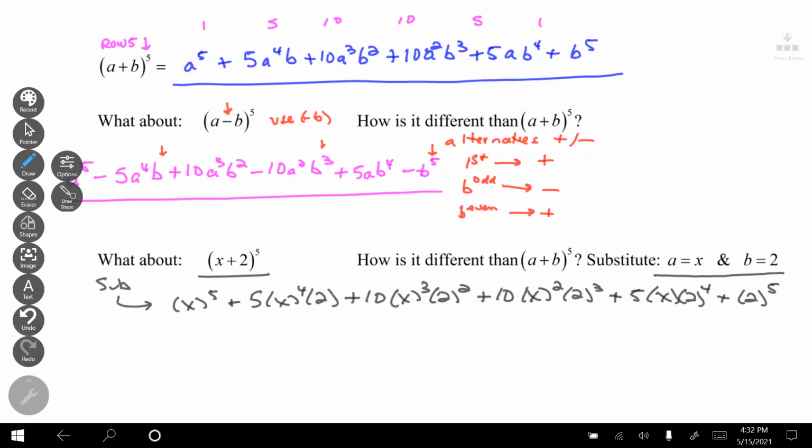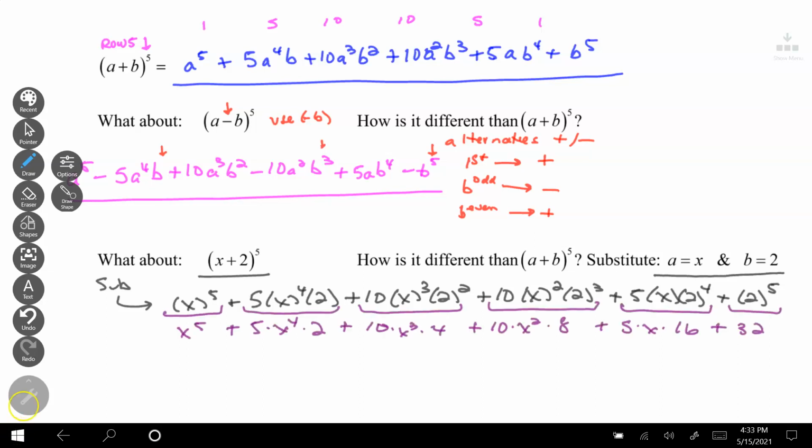And now I'm going to have to do some multiplication. I'm going to have to clean up all this algebra. I can't leave it that way. I got to clean it all up.